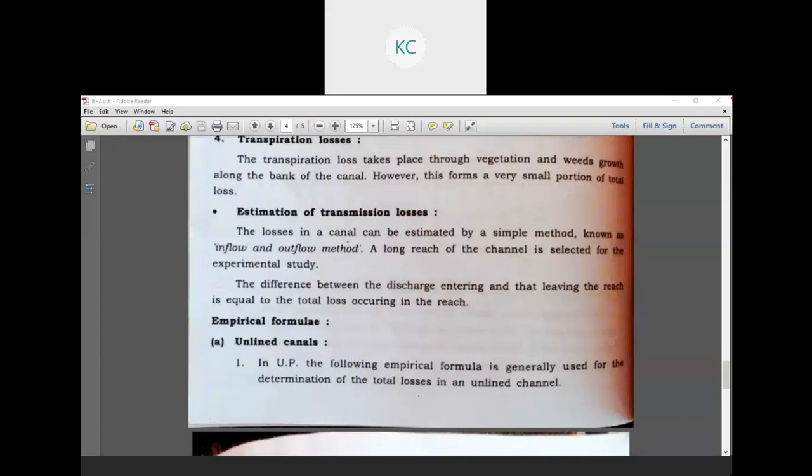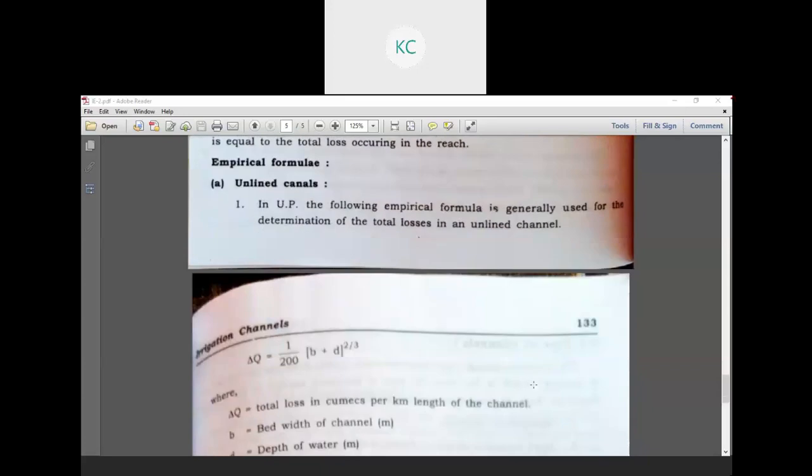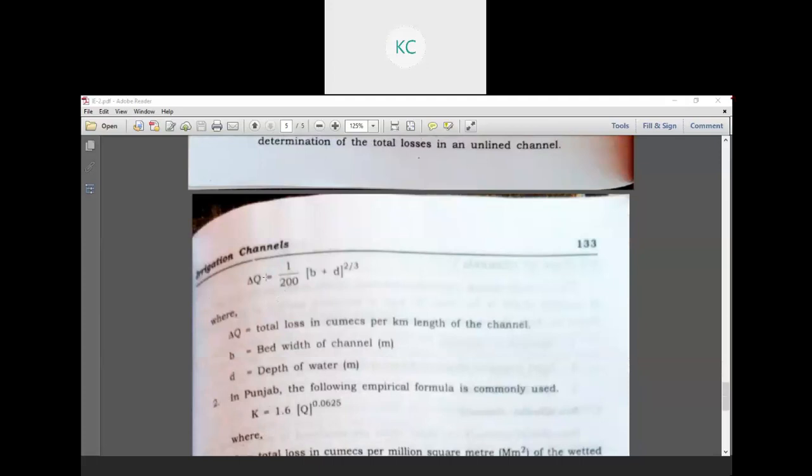Empirical formula for the unlined canal: the following empirical formula is generally used for the determination of the total loss in unlined channels. Delta Q is equal to 1 by 200 into (B plus D) raised to 2 by 3, where delta Q is the total loss in cumecs per kilometer length of the channel.